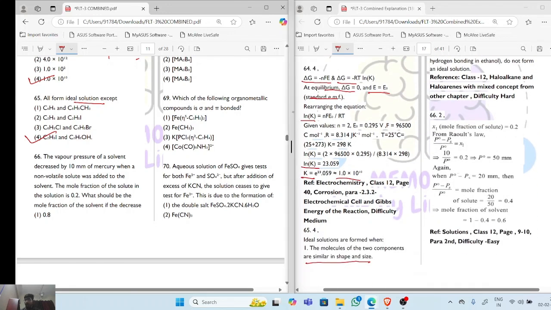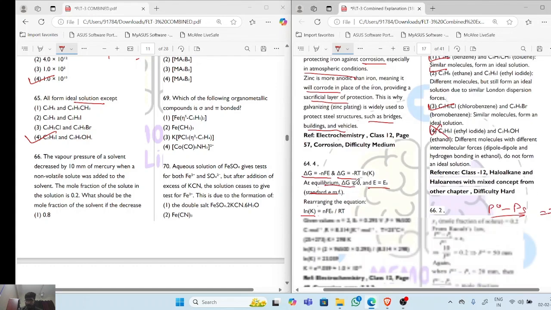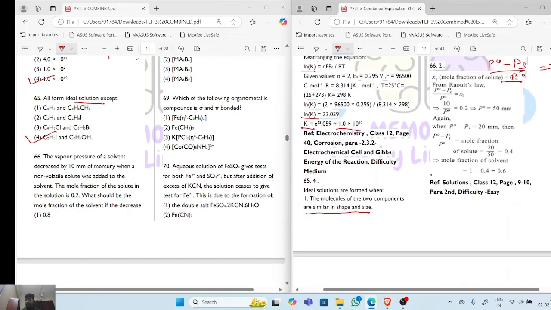First of all, we can take x1 as the mole fraction of solute, which is given as 0.2. Then from Raoult's law we can say that P naught minus Ps divided by P naught is equal to the mole fraction, x1. Now putting the values, we get 10 divided by P naught is equal to 0.2. So the value of P naught comes to be 50 mm.